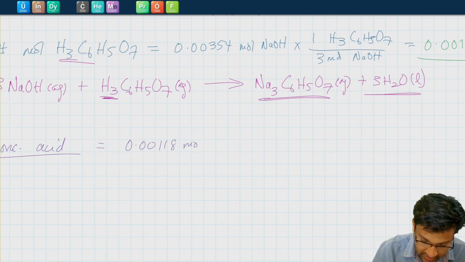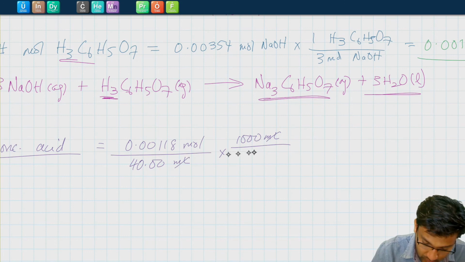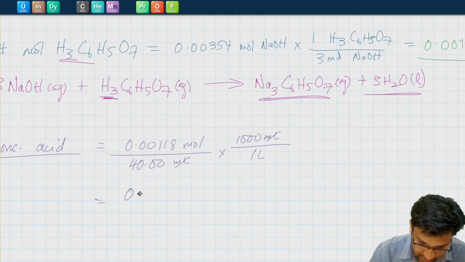0.00118 moles, divided by volume, 40.00 milliliters. Again, we need to convert milliliters to liters because molarity is in liters. 1,000 milliliters is 1 liter. And so that will give us a concentration of about 0.0295 molars as an example.